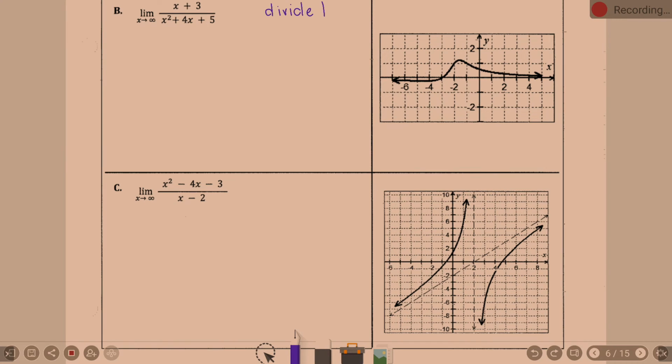X squared. The largest power in the denominator is x squared, yes? Are you with me? So I'm going to write it out with my x squareds. The limit as x approaches infinity of x divided by x squared plus 3 divided by x squared, over x squared divided by x squared plus 4x divided by x squared plus 5 divided by x squared.